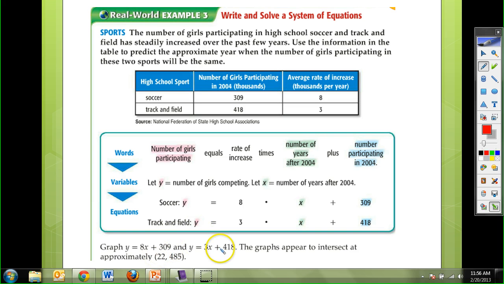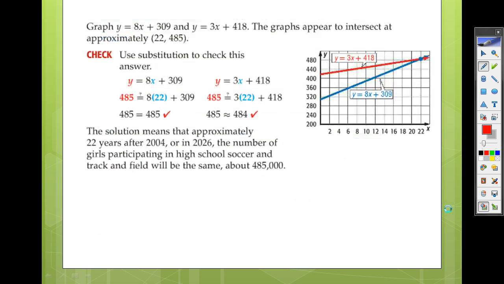So when you graph these two, the graphs appear to intersect at 22 and 485. When you graph it, it looks like this, and where it meets is approximately at 22 and 485. You can use substitution to check your answer. If you put 22 and 485 in as x and y for each one, use that number in each one and see if it's approximately the same. And if they are, then your solution is correct. Okay, so that's the end of the video.